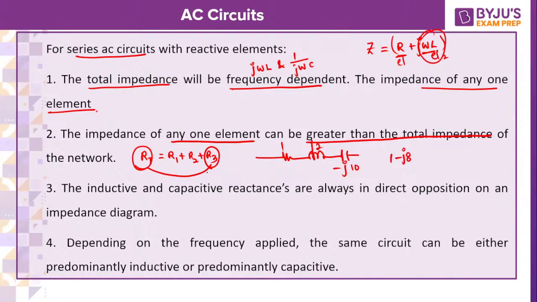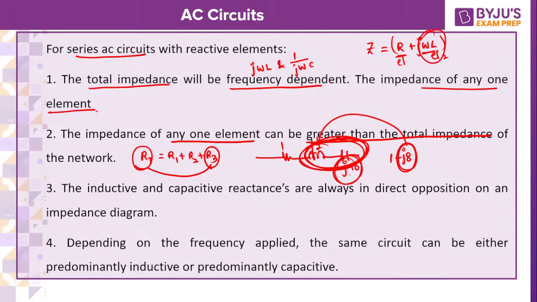Okay, but here, as it is frequency dependent, he is saying the impedance of any one element can be greater than the total impedance. Because of the frequency dependent nature, this is going to be compensated. Okay, j2 and minus j10, but the resultant is how much? Minus j8 only.